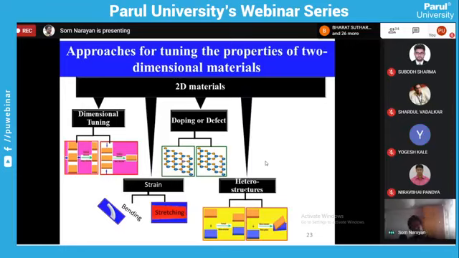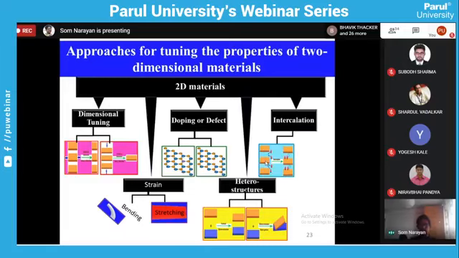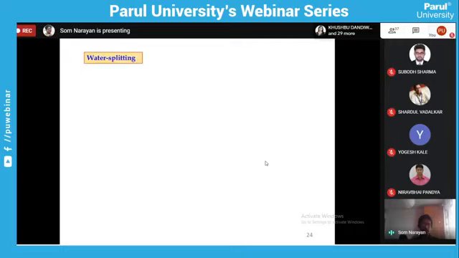Even in the heterostructure, there is a van der Waals interaction between two monolayers that can be tuned with different atoms or molecules in between the layers. That increases the distance between two monolayers and enhances or changes their properties as compared to the original heterostructure. So I will discuss some of the methods. This approach is for tuning the optical or electronic properties of two-dimensional materials, along with their dynamical and mechanical properties. Coming to the first, the water splitting method.